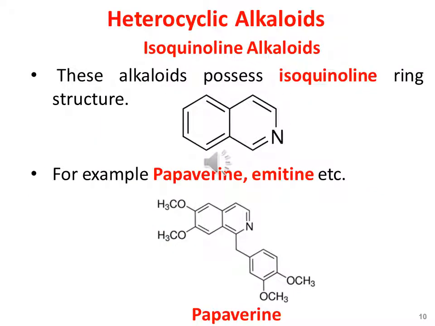All the isoquinoline alkaloids are characterized by the possession of isoquinoline ring structure. The isoquinoline ring structure is shown on this slide. The examples of isoquinoline alkaloids include papaverine and emetine. In the structure of papaverine, you may see the structure of the isoquinoline. Structure of the isoquinoline is present on the top portion of the structure of the papaverine.